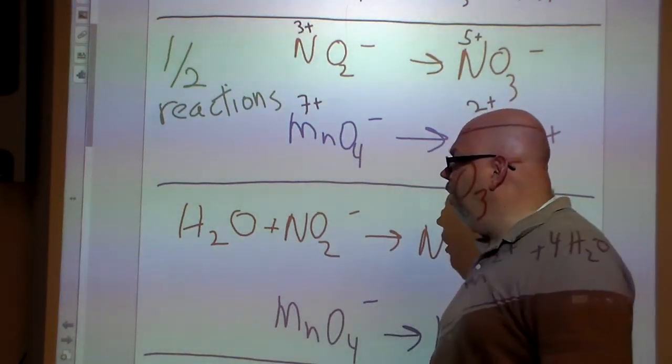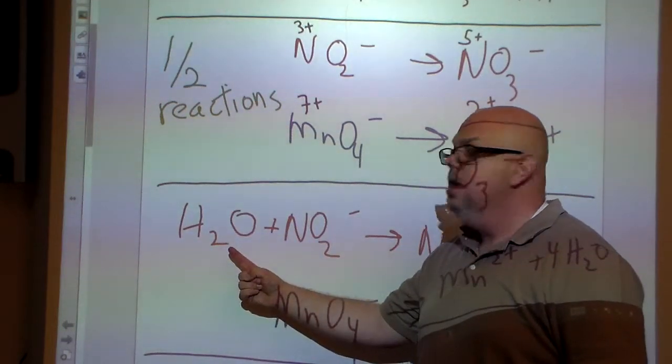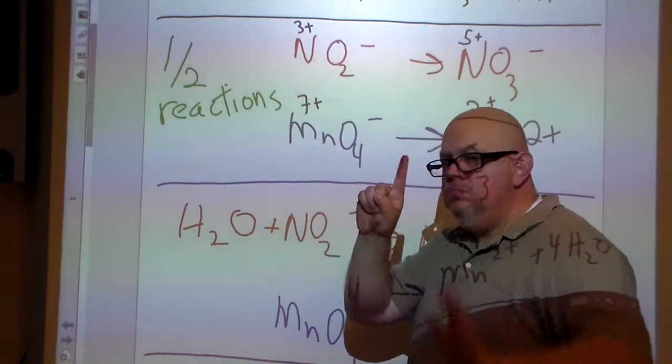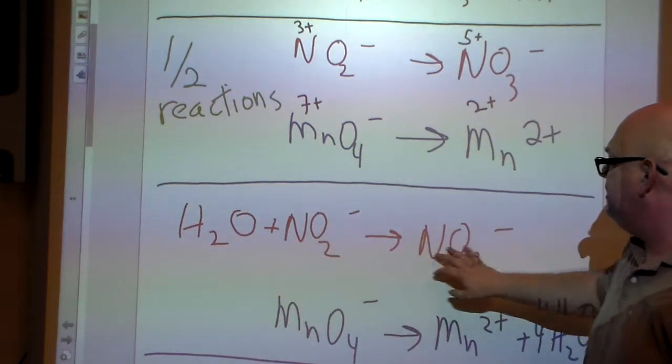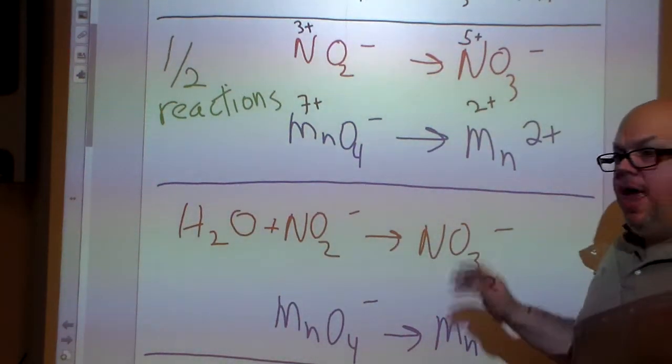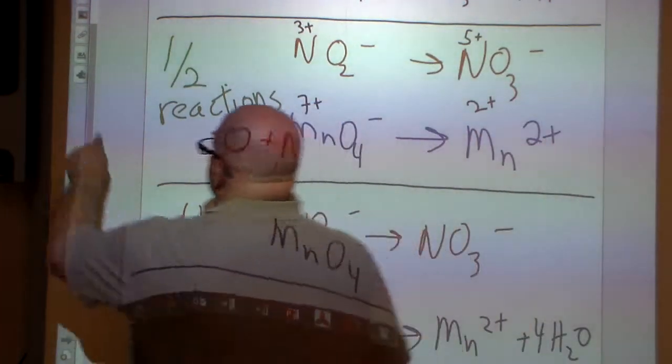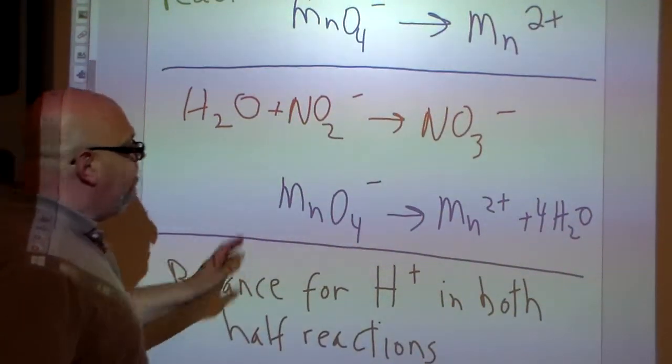Guess where it's coming from? The water, right here. So we're going to add a water, just 1, that's all we need, we're not greedy. So H2O plus NO2 with the minus gets us NO3 with a minus. And that's it. Fantastic. So, what about the MnO4?